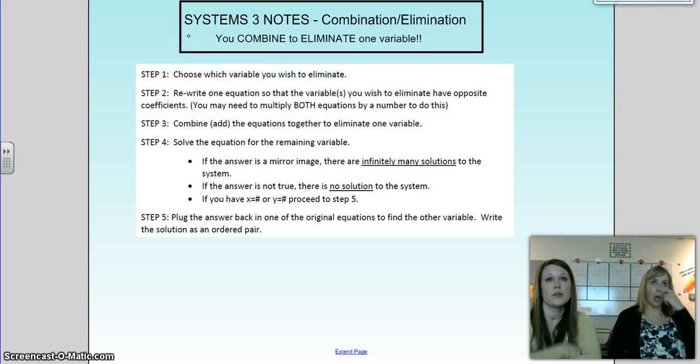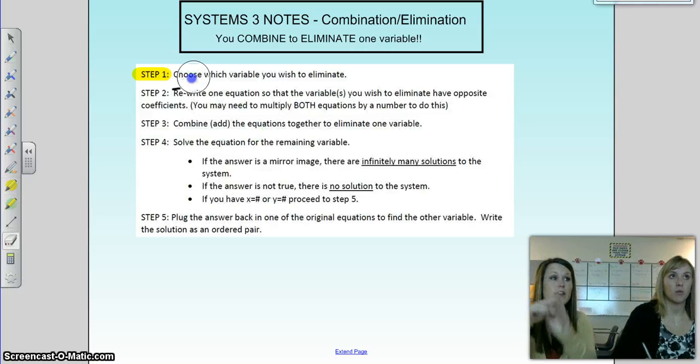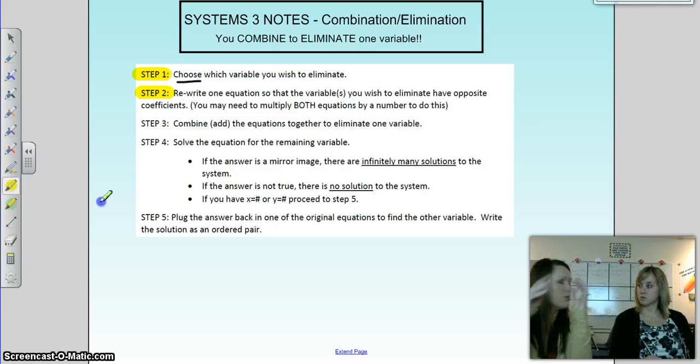The first thing you're going to do is choose which variable you want to eliminate. So meaning if I want to get rid of the x's, I want to figure out a way that if I add them together, combine them, they will equal 0. The second thing you're going to do is rewrite one equation so that the variables you wish to eliminate have opposite coefficients. Which ultimately is really part of step 1, but I bulleted it out. Remember, the coefficient is what's in front of the variable.